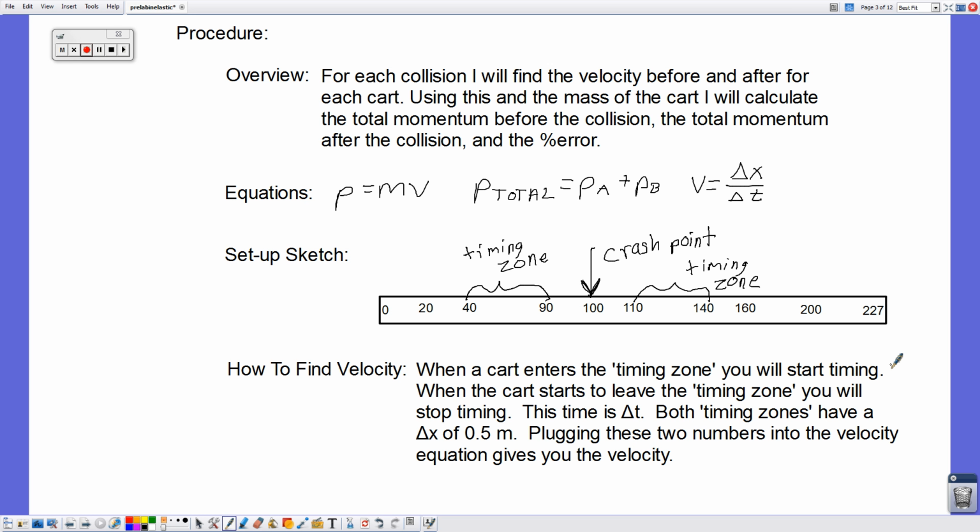When a cart enters the timing zone, you will start timing. When the cart starts to leave the timing zone, you will stop timing. This time is delta t. Both timing zones have a delta x of 0.5 meters. Plugging these two numbers into the velocity equation gives you the velocity. So that'll give you the velocity of cart A before the crash, or the velocity of cart B before the crash, or the velocity of both carts as they're stuck together after the crash, or whatever.